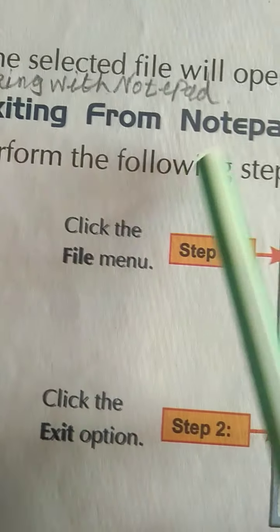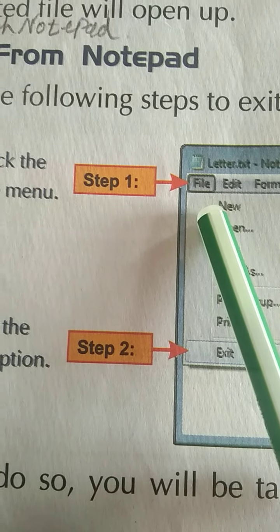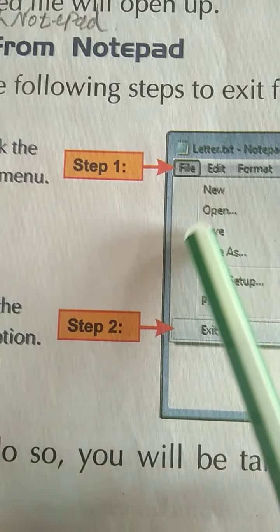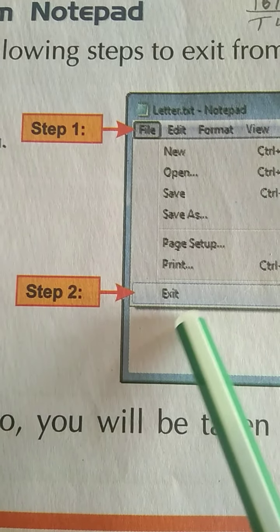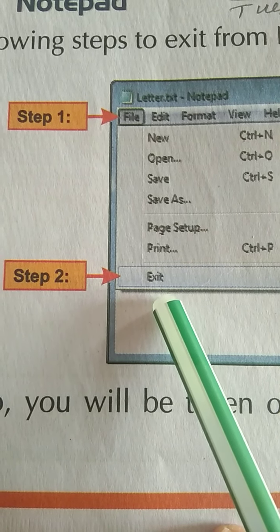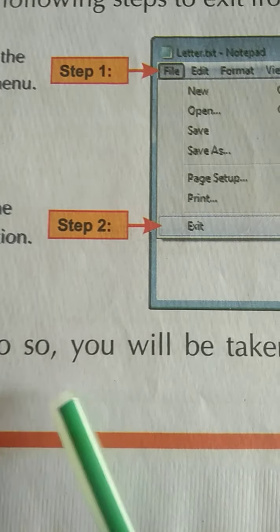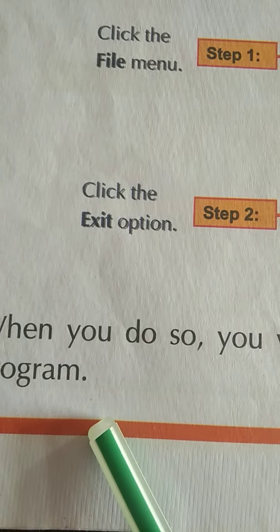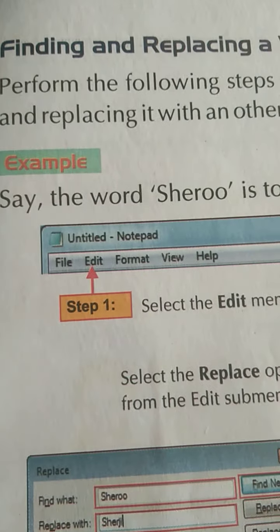Okay, simple thing. Once again, exiting from Notepad: go to the File menu. When you click on the File menu, a small menu will open on your screen, and select the Exit option. Click on it with the help of the mouse. Then you will be out of the Notepad program. And next, on page number 43, we will see how to find and replace a word.